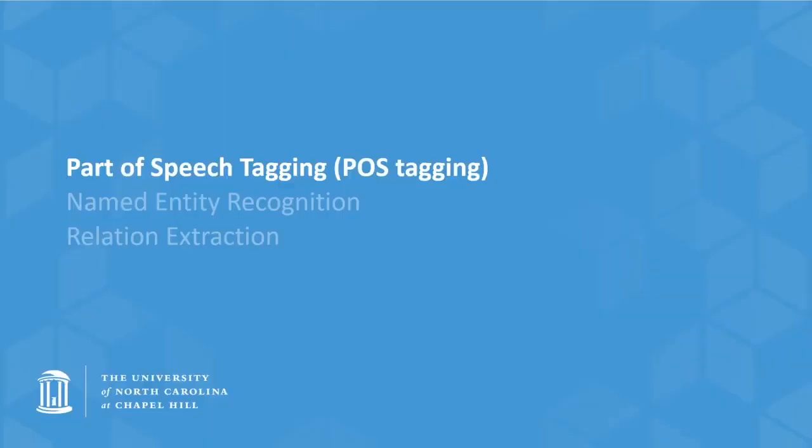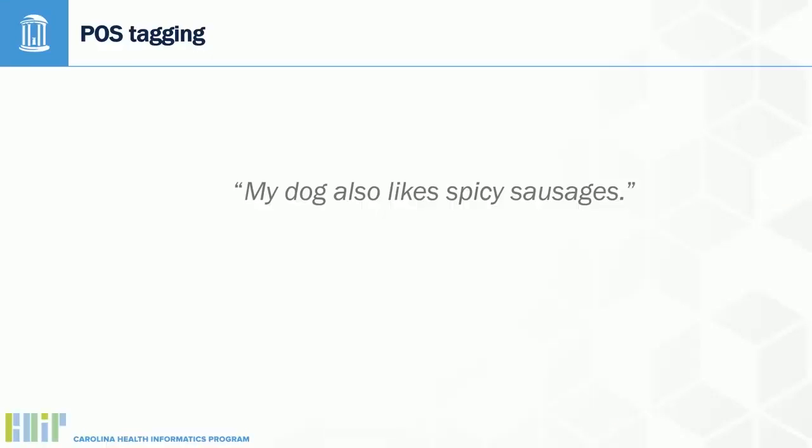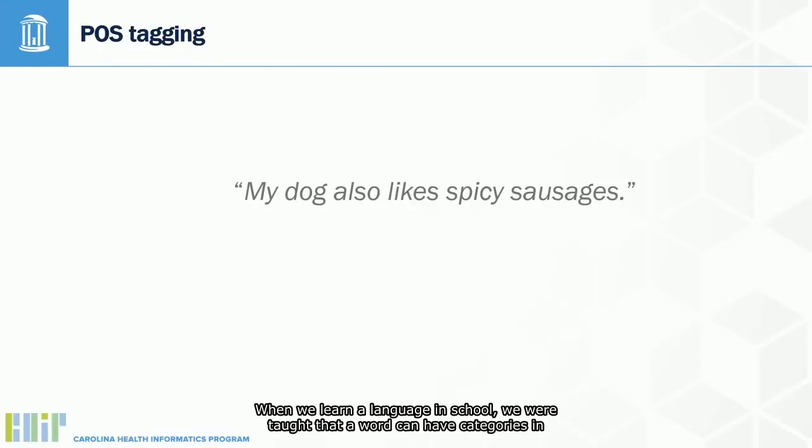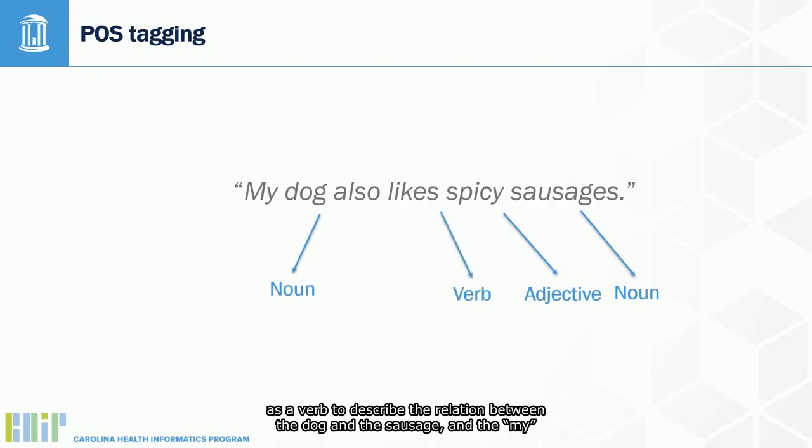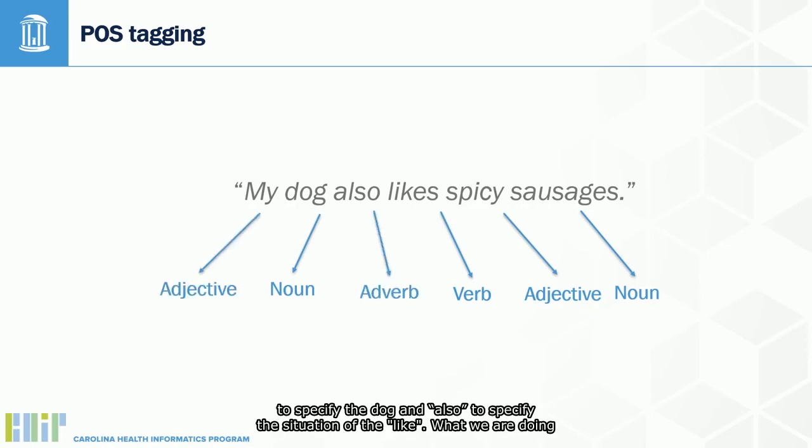By answering what they are and how they are related, we gain knowledge and insights from the text. First, POS tagging. When we learn language in school, we were taught that a word can have categories in a sentence, like noun, verb, article, adjective, etc. For example, in this sentence, we have dog and sausage as nouns, spicy as an adjective to modify the sausage, like as a verb to describe the relation between the dog and sausage, and my to specify the dog and also to specify the subject of the like.